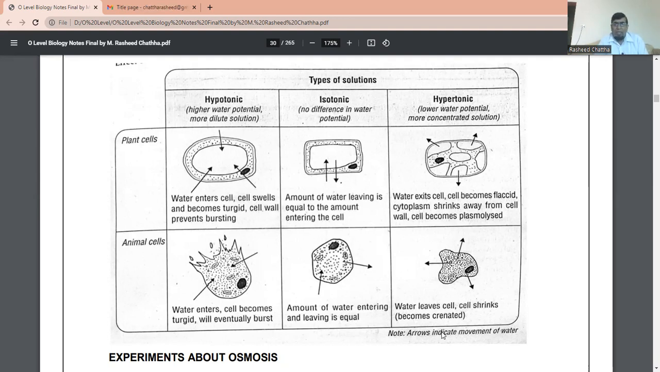But the animal cell shows a slightly different behavior. In the hypotonic solution it will burst. Firstly it will become turgid and then it will burst because it does not have a cell wall, whereas in the hypertonic solution the cell will shrink or become crenated.